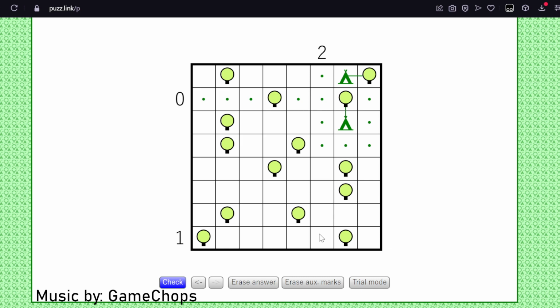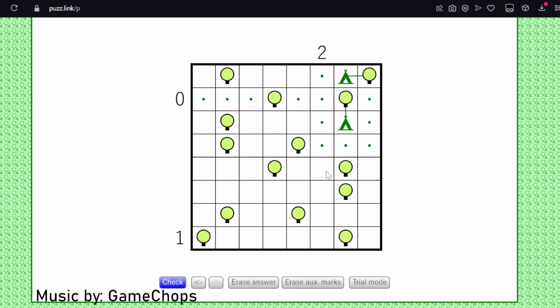What does that mean? Well, I'm not sure, but what can we do here? All of these can have tents in them because they are touching trees. Not sure though. Can I draw? No, okay. I can't do any other pencil marks besides the 3 things that I've already drawn. Fair enough.